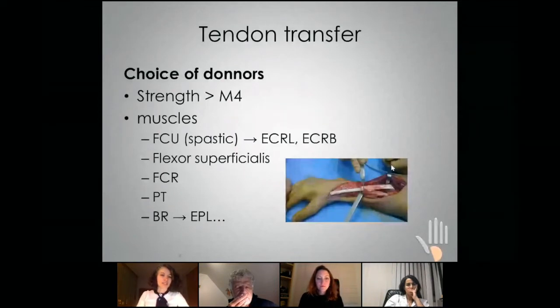Which donor can we take? It could be the flexor carpi radialis, which could be spastic in some cases, because most of the time we have a spasticity of the flexor, and we can transfer it onto the extensor carpi radialis longus or extensor carpi radialis brevis. We can take the flexor digitorum superficialis, flexor carpi radialis, the pronator teres, or like in this case, the brachioradialis to the extensor pollicis longus.